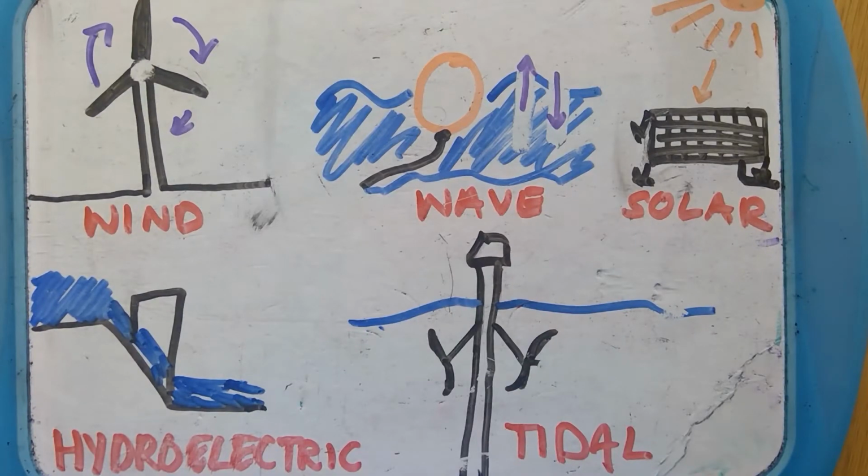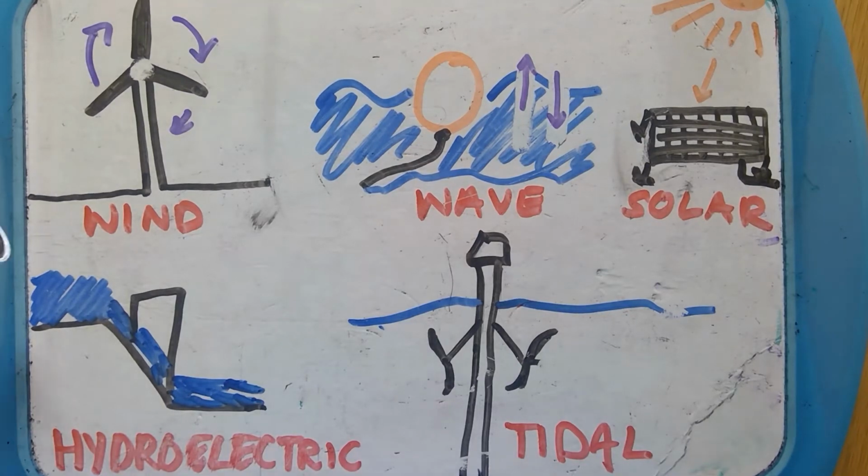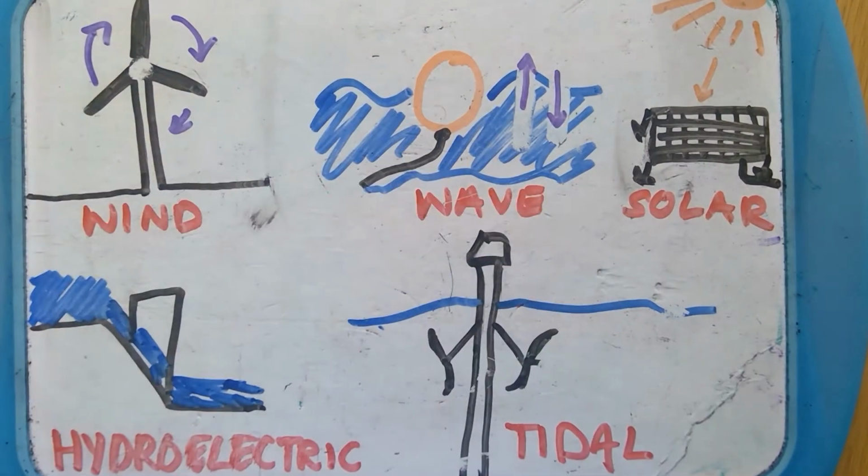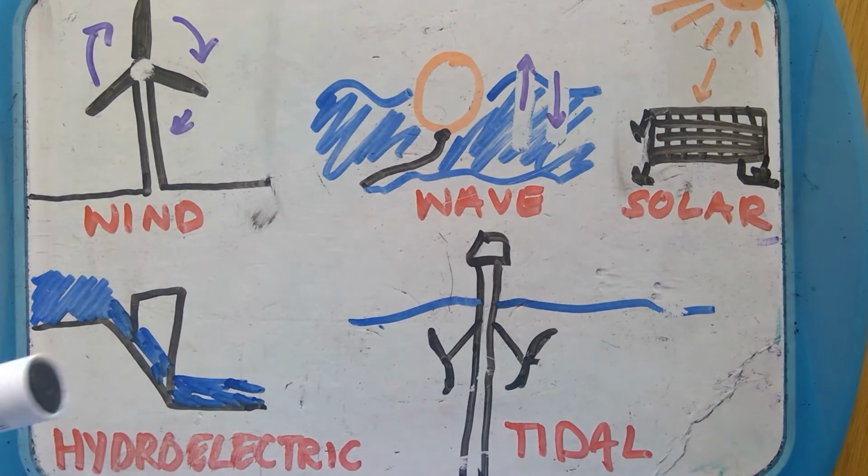Here are some diagrams of 5 different types of renewable energy. We have wind, wave, solar, hydroelectric, and tidal.